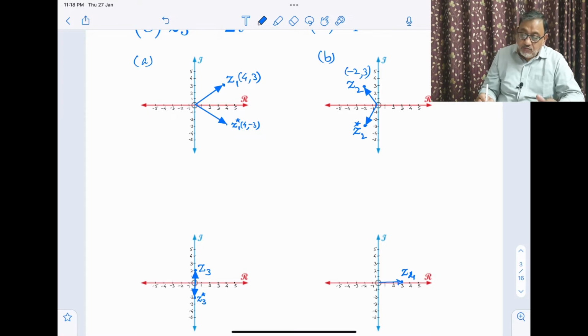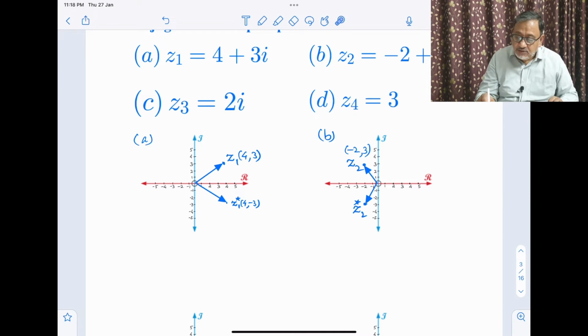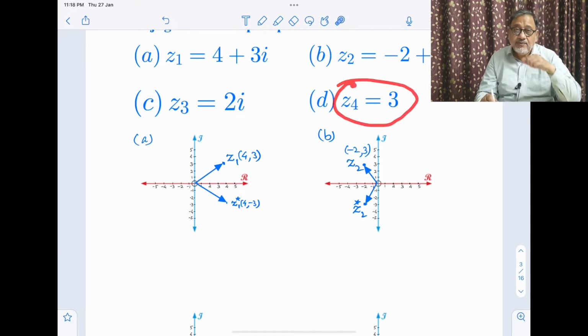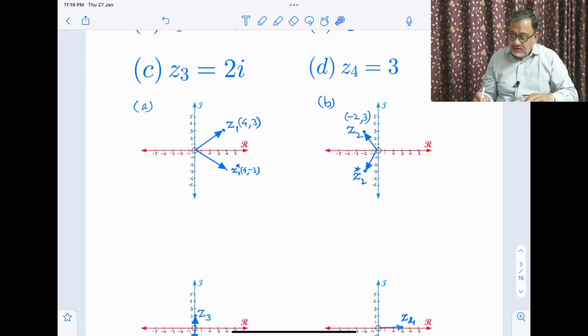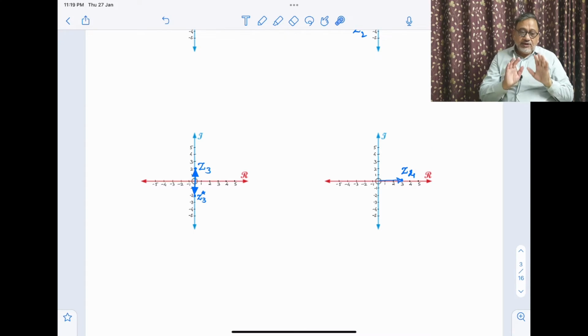Now the conjugate of Z4. Can anyone guess what the conjugate of this will be? Remember that we only change the sign of the imaginary part. We don't change the sign of the real part. So this will not have a conjugate, because it is only the real part. There will be no conjugate; only this will be the complex number. So if there is only a real part and the imaginary part is absent, there will be no conjugate, definitely. Okay then.